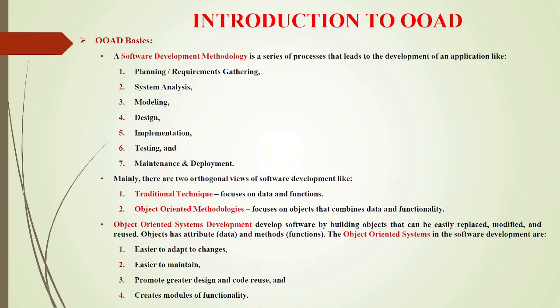Whereas the object oriented software development system brings the two modules, that is data and functions, and these two things are wrapped together. Objects have attributes. I said those are data. And at the same time, objects will be having methods. Those are nothing but functions. When I talk about a clear object oriented system, the software development should be easier to adapt to any kind of changes. At the same time, it should be easier to maintain. It should be feasible so that I am in a position to promote greater designs, and I should be in a position to reuse the code.